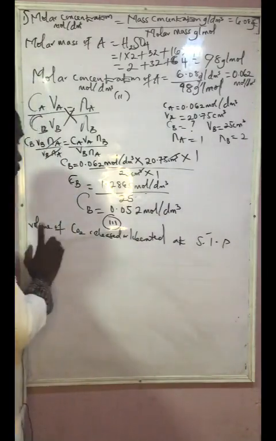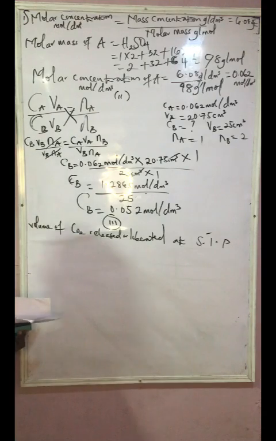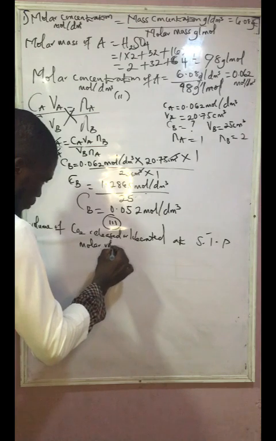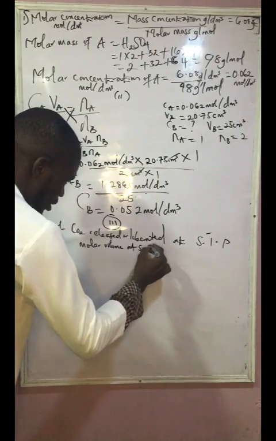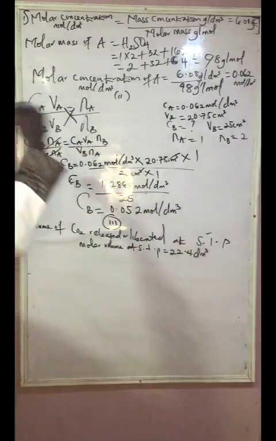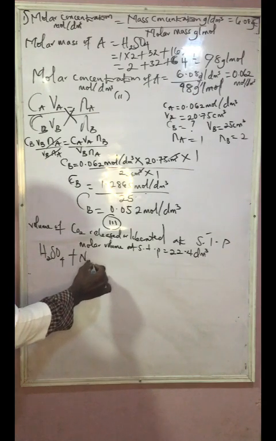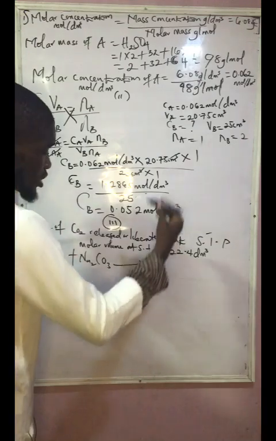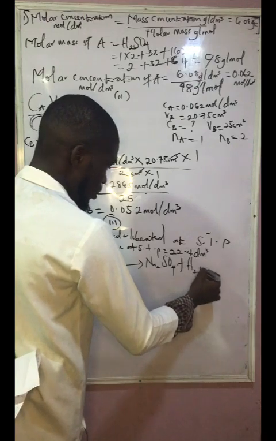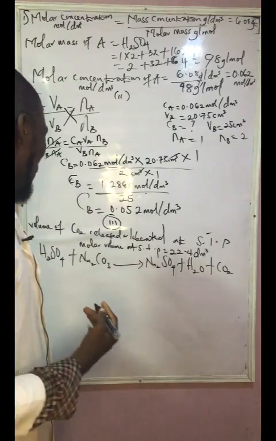So let's go back to this. Volume of CO2 released or liberated at STP. First and foremost, what is the molar volume? Molar volume at STP is 22.4 dm cube. Is that clear? So let's take a look at our equation back. The sulfuric acid plus our sodium carbonate. Don't forget, we're going to liberate sodium sulfate, liberate water, as well as the bubbles, which is the carbon dioxide. Is that clear now?